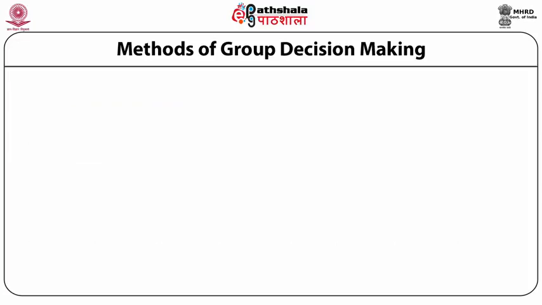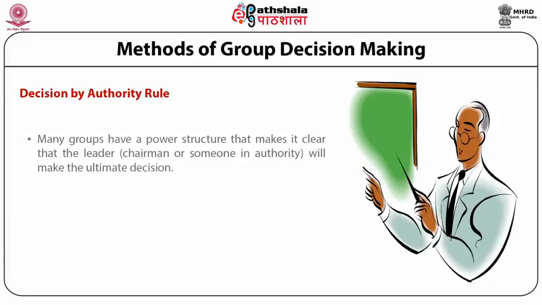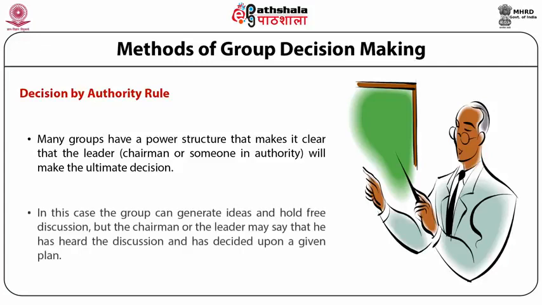The next method could be decision by authority rule. Now, many groups have a power structure that makes it clear that the leader or the chairman or someone in authority will make the ultimate decision. In this case, the group can generate ideas and hold free discussion, but the chairman or the leader may say that he has heard the discussion and has decided upon a given plan. So, this is called decision by authority rule.